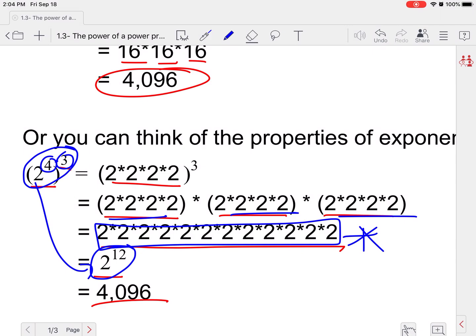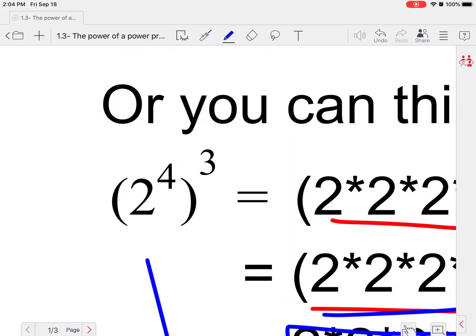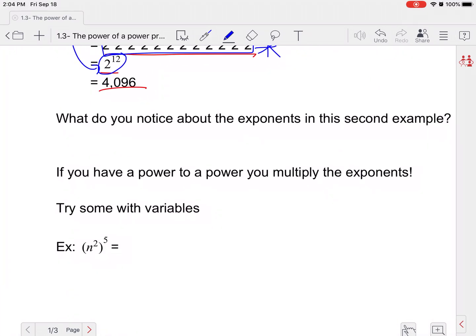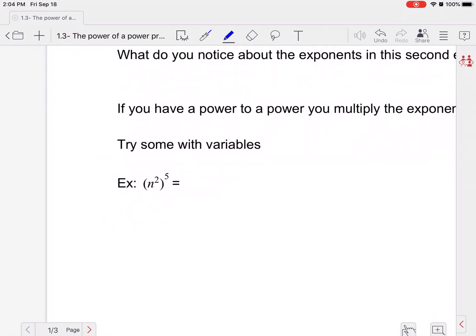And I remember this, I'll show you my little trick here after I erase this. A lot of times the parentheses are a little bit bigger. So I remember it because I can kind of make an X like the old school multiplication sign. So that's how I remember that I need to multiply there. Okay, and what do we notice about the exponents? And we already talked about that.